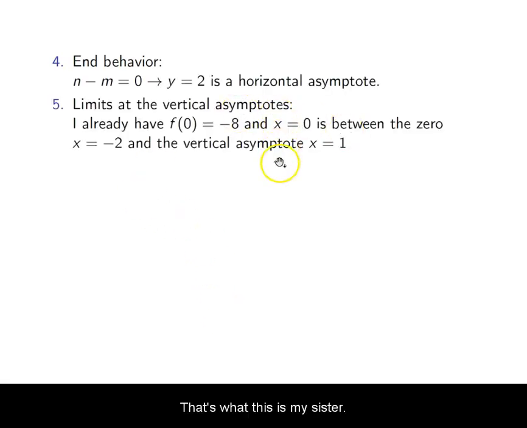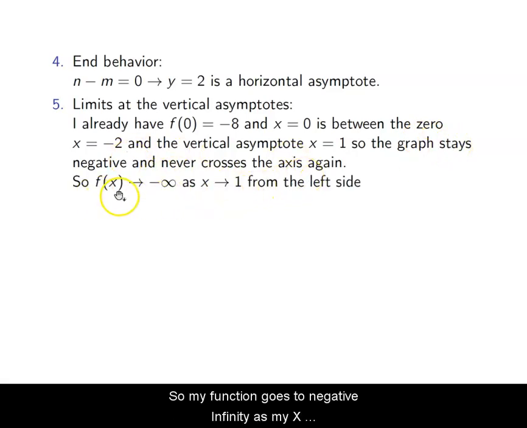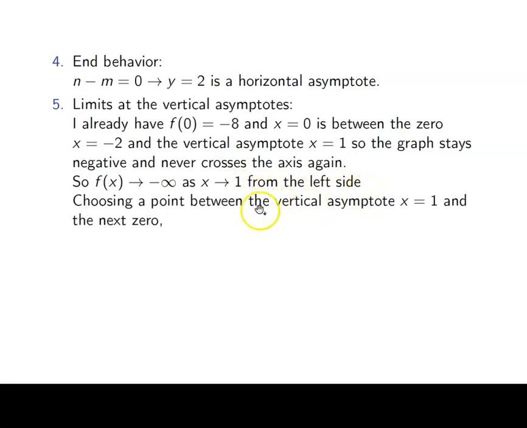So that's what this is basically saying, right? The graph stays negative and it's never going to cross the x-axis again, right? So my function goes to -infinity as my x values get close to 1 from the left side, from the negative side, okay? So I need to understand what happens from the other side, right, in between x equals 1 and x equals 2, right? So I'm going to try to find a point in between 1 and 2.